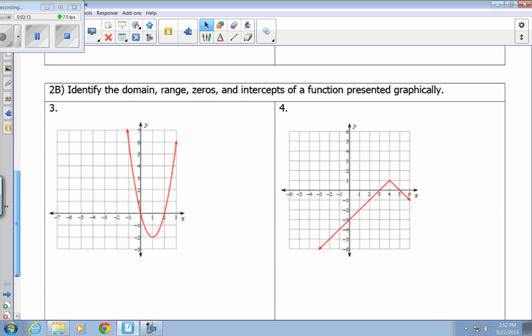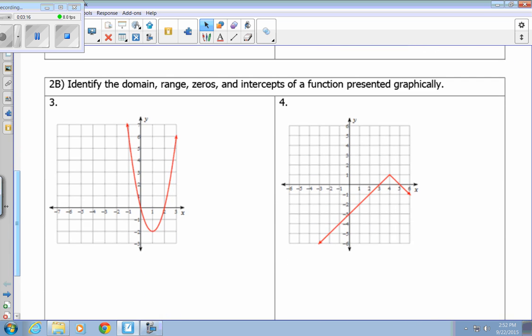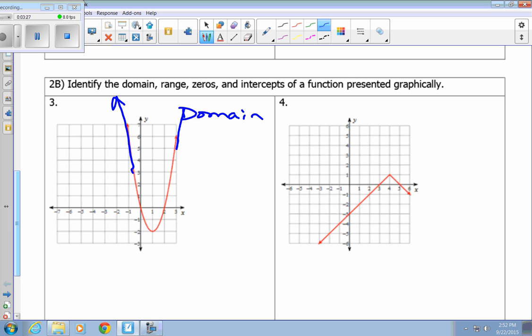2b, so you need to do domain, range, zeros, and intercepts. So domain. The domain of this function: how far left will that go, and how far right will it go? It's continuous throughout the whole graph. So this will continue to go left, and this will continue to go right forever and ever. So the domain is negative infinity to infinity.